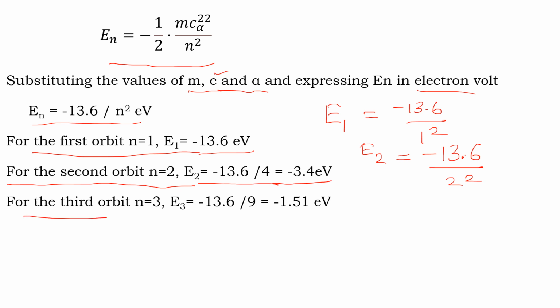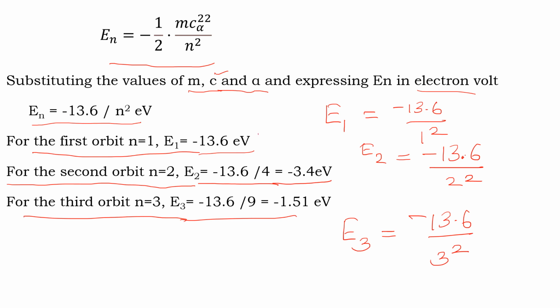And for the third orbit, n is equal to 3. Therefore, the energy of the electron in the third orbit E3 is minus 13.6 by 3 square, that is minus 13.6 by 9. It is minus 1.51 eV. That is, the energy of the electron in an orbit of an atom is negative. It means that the electron is bound to the nucleus.